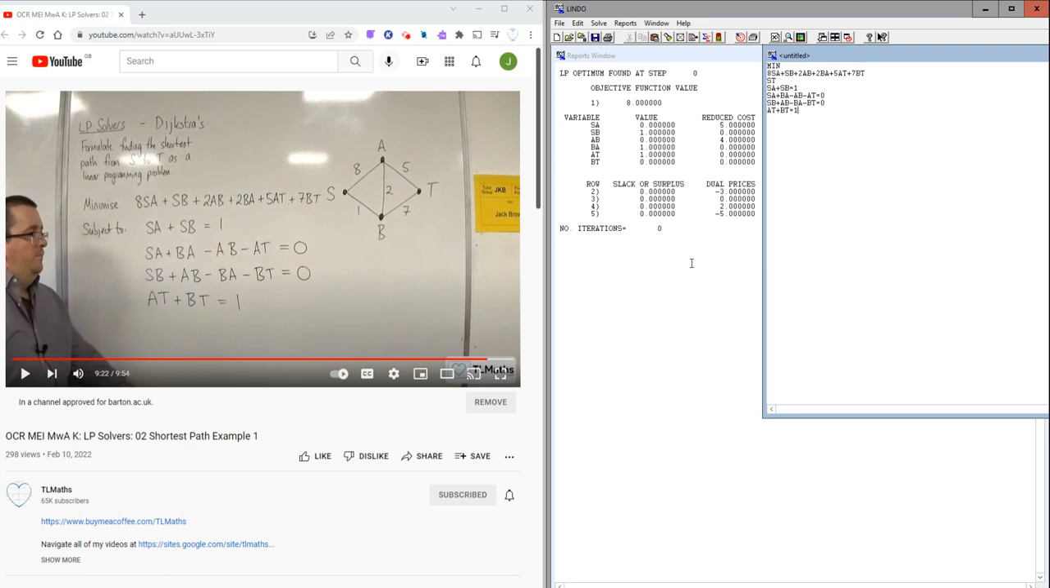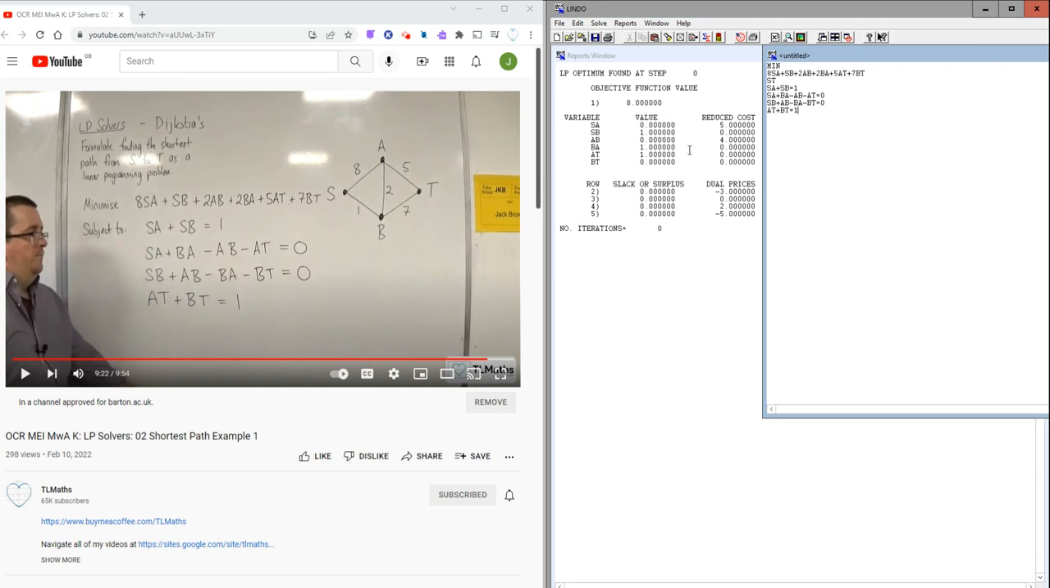Some of this I'm not going to be too worried about answering. This bit with the slack or surplus: Lindo uses a simplex algorithm to solve these problems, and it introduces slack and surplus variables in order to do that. There's also this bit with dual prices, but we don't need to consider that either. If you're interested in finding out what those mean, it's just a quick Google away, but it is quite complicated, especially depending on the context of the problem.